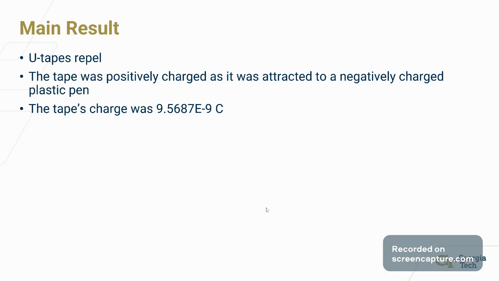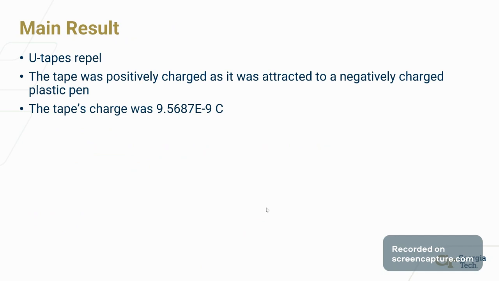They have a positive charge, and the tape's charge was about 9.6 times 10 to the negative ninth. I was able to find that it was positively charged because it was attracted to a negatively charged plastic pen. If the U-tape was positive, it would have been attracted to this pen like it was. If it was negative, then it would have been repelled by this pen.